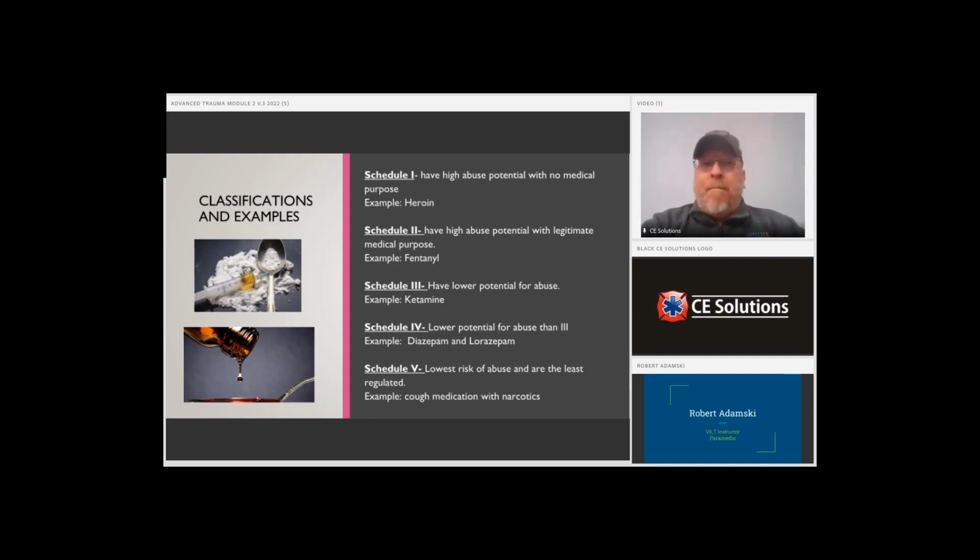Schedule 3 drugs have a moderate level of abuse and or potential harm. An example would be ketamine. Schedule 4 drugs have a lower potential for abuse, and examples would be the benzodiazepines generally, like midazolam and diazepam. And then finally, Schedule 5 are drugs with the lowest potential risk for abuse and harm. So they're still regulated, but generally speaking, the potential for abuse is pretty low. An example would be cough medications that have narcotics in them.